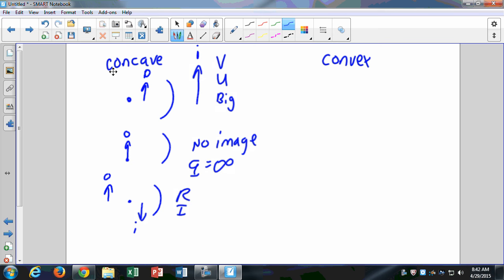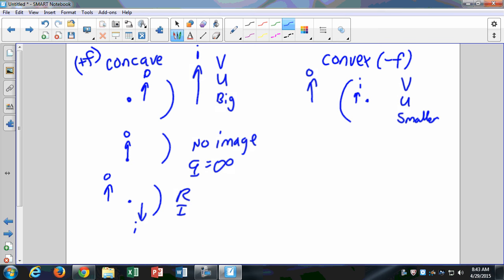With convex mirrors, you only get one kind of image. There's my focal point. Remember, in convex mirrors, by the way, they have a negative focal point. Concave mirrors have a positive focal point. This is my object. My image is here. An image in a convex mirror is always virtual. It's always upright, and it's always smaller. Convex mirror: always a virtual, upright, smaller image.